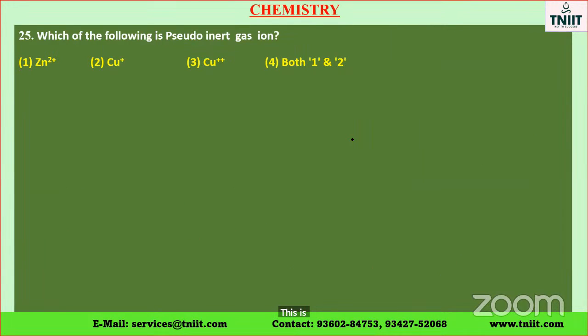Which of the following is a pseudo inert gas ion? Zn2 plus, Cu plus, Cu2 plus, both 1 and 2.